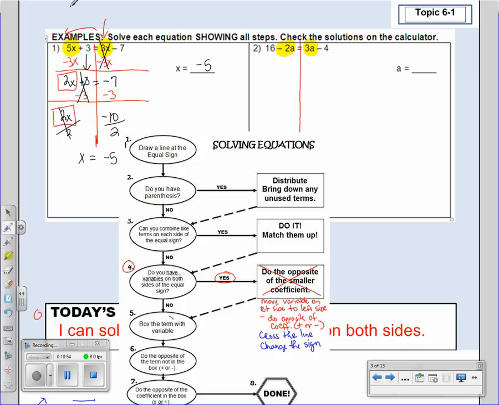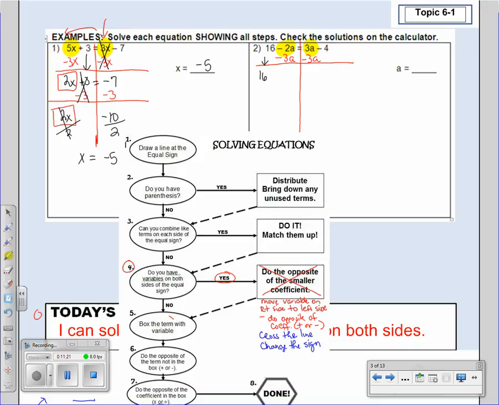So now we are going to move the variable that's on the right to the left by doing the opposite of the coefficient. That means it's a positive 3. I want to move positive 3a to the other side so it becomes a negative 3a. Whatever I do to one side, I do to the other. So the 3a crossed the line, it changed its sign. 16, nothing happened to it, it drops down.